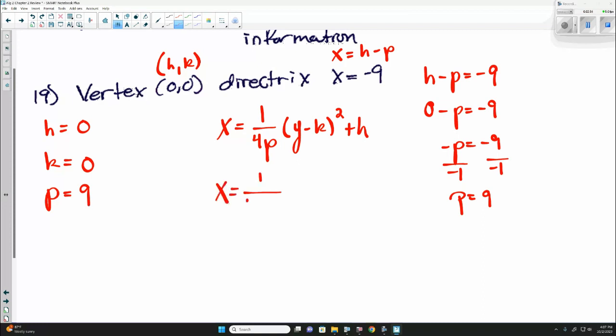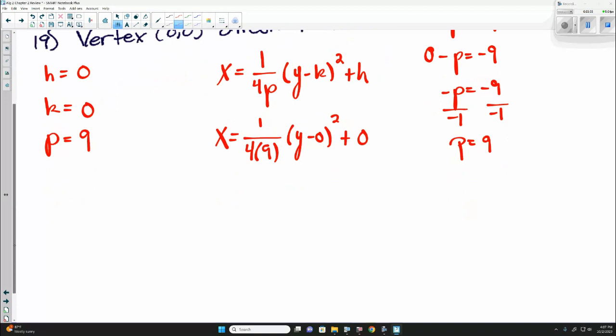Now at this point here, we can plug it all back in. 0 and 0 in for H and K, and 9 in for the value of P, which tells us that X is equal to 1/36 Y squared, because our Y minus 0 squared simplifies to just Y squared, and we get this here.